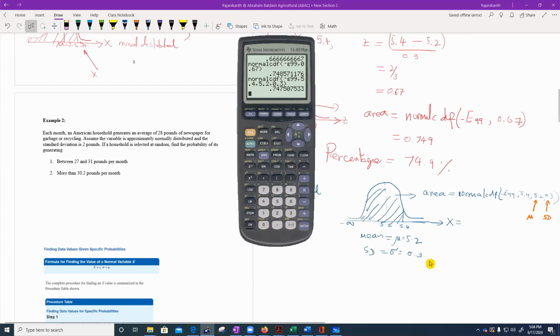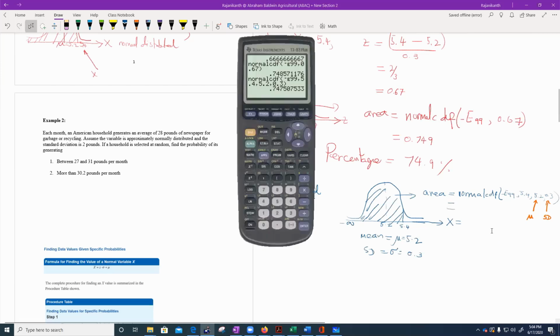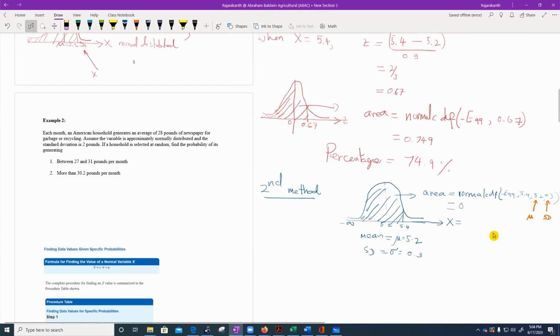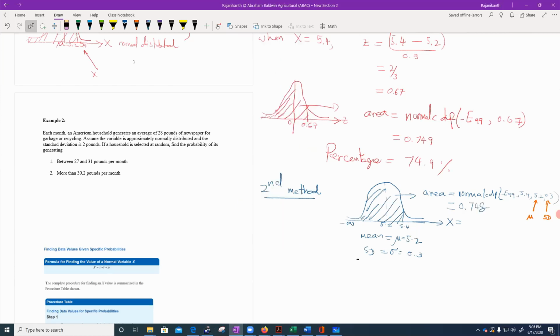So the area, to 4 decimal places or 3 decimal places, is going to be 0.748. Okay, so if we convert into percentage, it is 74.8 percent, right? Very close to the previous answer, but it's okay.